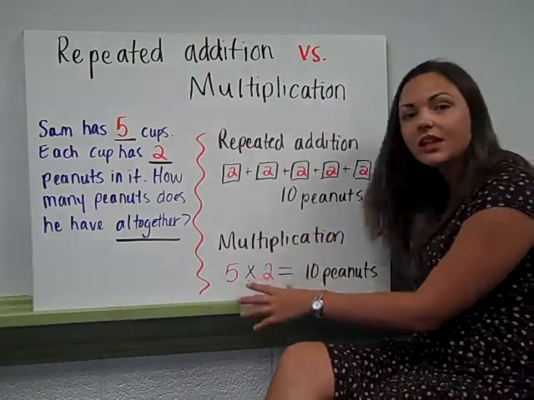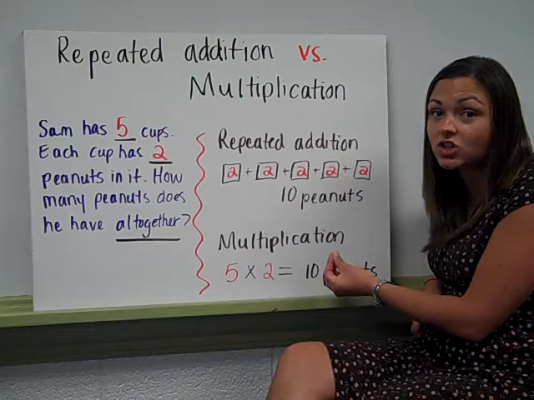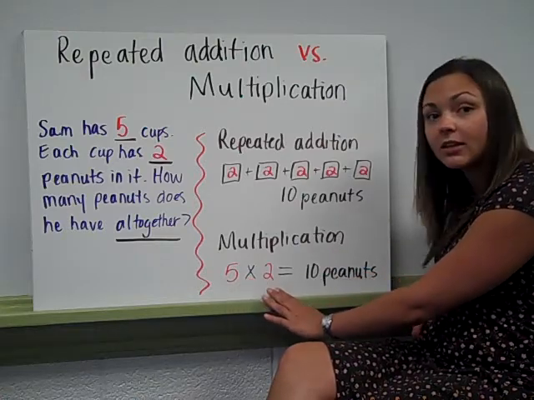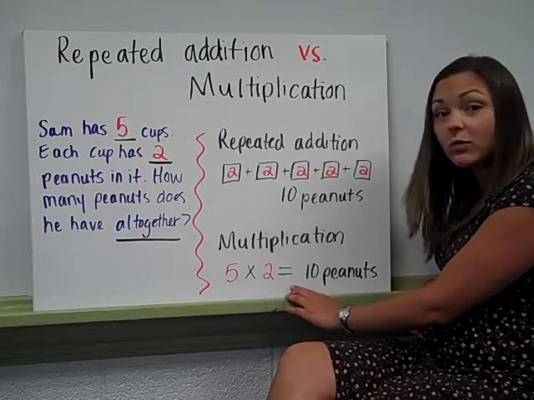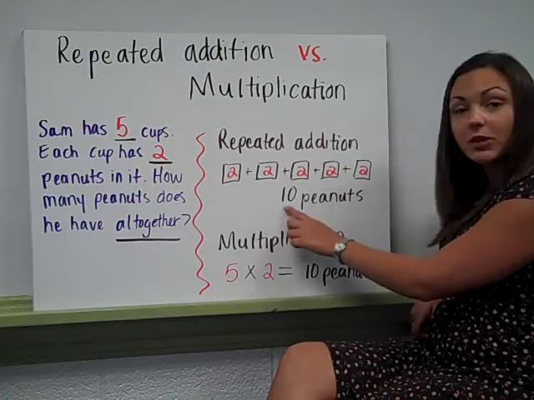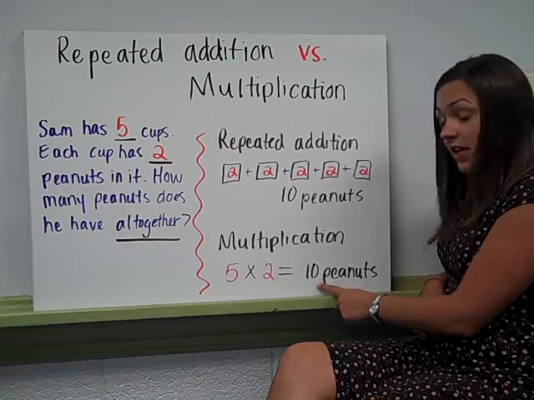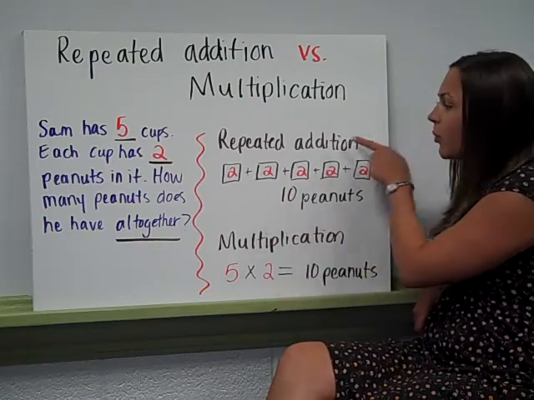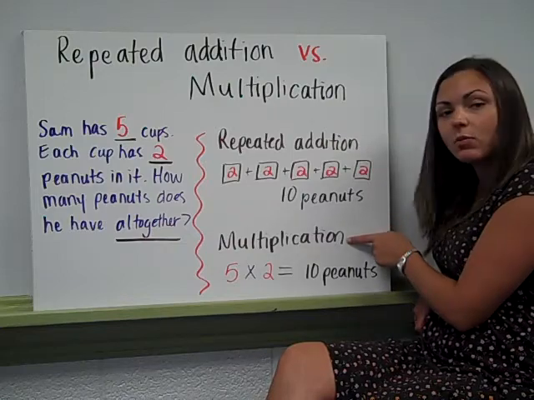Now if I was going to use that in a multiplication sentence or equation, I would have 5 cups times 2 peanuts in each cup, which will give me a total of 10. 10 peanuts with repeated addition, 10 peanuts with multiplication. I'm getting the same answer for both repeated addition and multiplication.